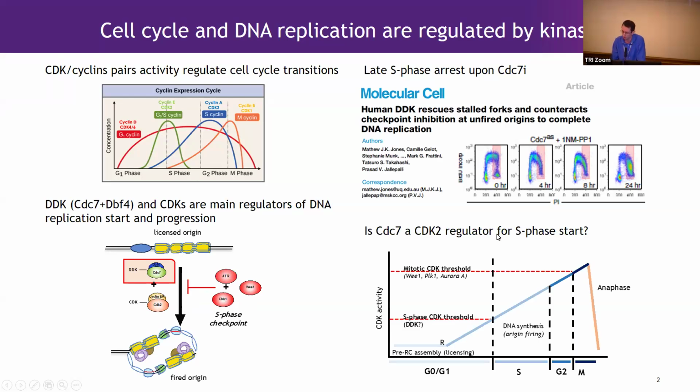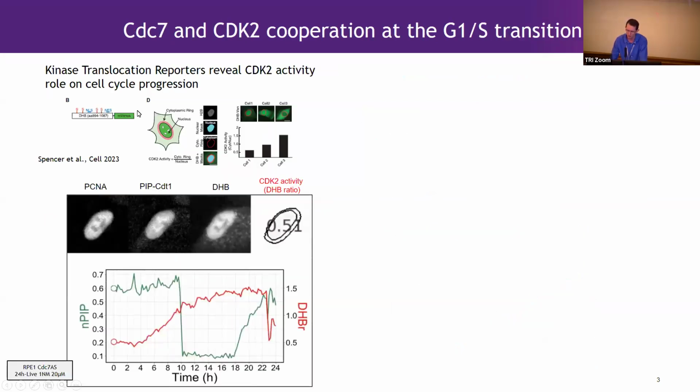So moving here to Australia, I joined his lab, and the main focus of my work was to understand how CDC7 and CDK co-regulate S phase entry in cells. We know quite a few kinases that are accessory for CDK in the mitosis checkpoint. Now our question is whether DDK, CDC7, is one of the accessory kinases regulating CDK2 entry into S phase. We did that using kinase translocation reporters.